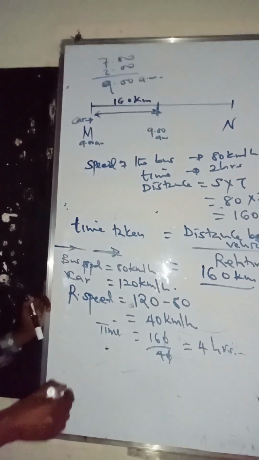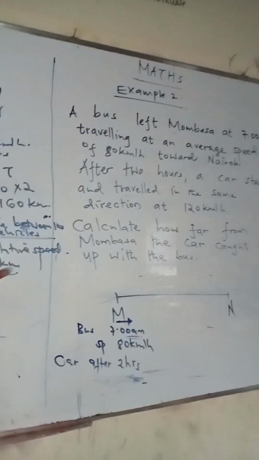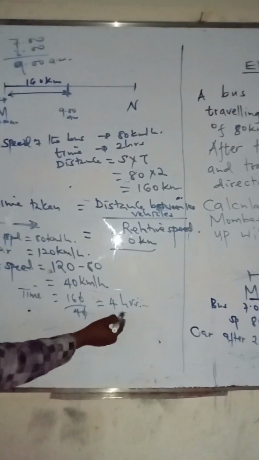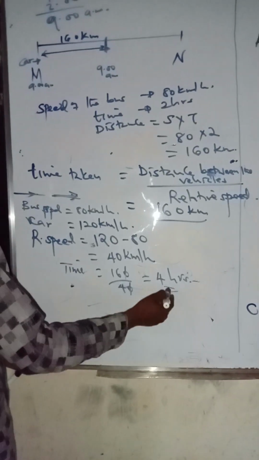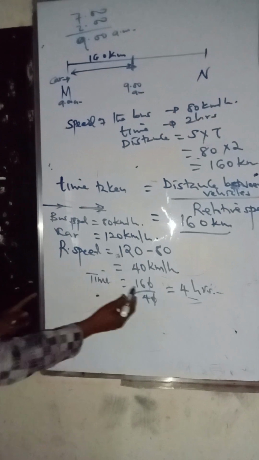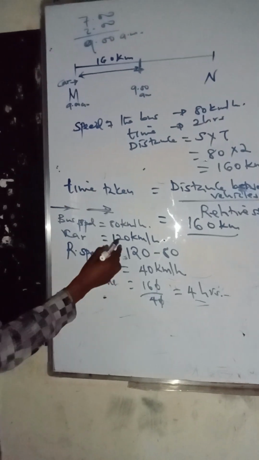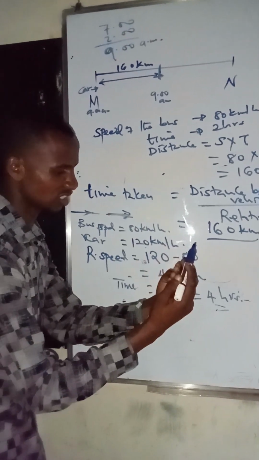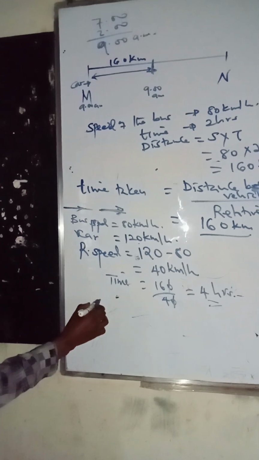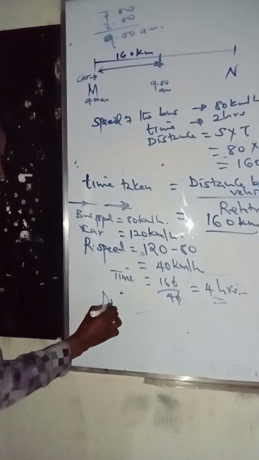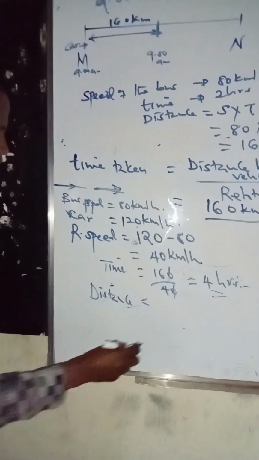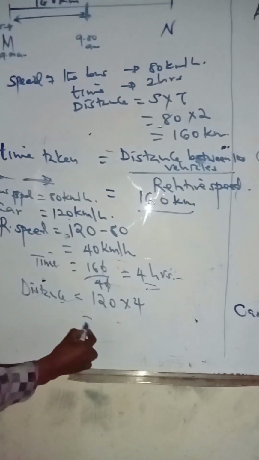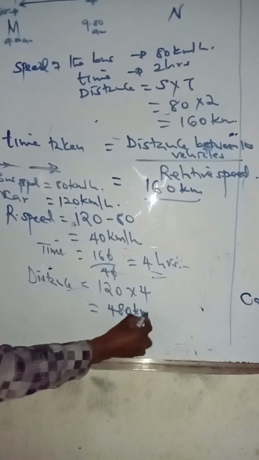You're told to calculate how far from Mombasa the car caught up with the bus. Because we need the distance and we know the time taken by the car to catch up with the bus, and we know the speed of the car is 120 kilometers per hour, and it moved for 4 hours before it caught up with the bus, the distance covered will be equal to speed times time, which is 120 times 4. That will give us 480 kilometers.